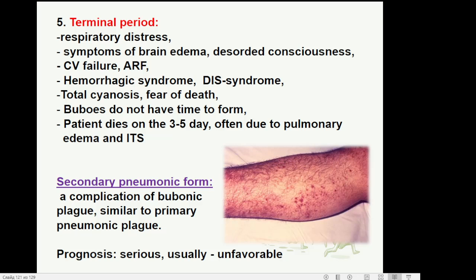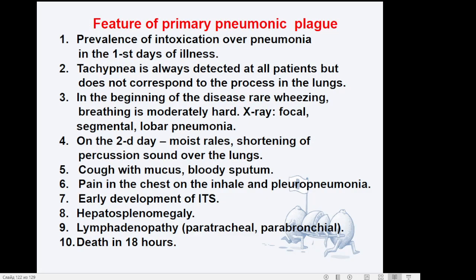It is not a disease to joke with us. Plague will try to kill us. Here are some features of primary pneumonic plague. What is necessary? I repeat: first, the maximal possible level of intoxication, infectious toxic shock; second, minimal changes on auscultation, but with severe respiratory insufficiency, and a lot of changes on X-ray. It is typical for pneumonic plague.